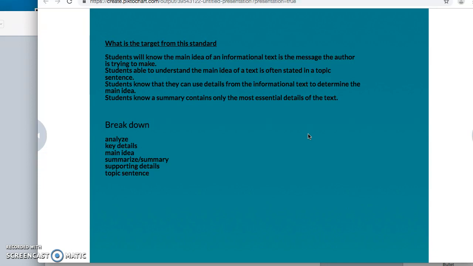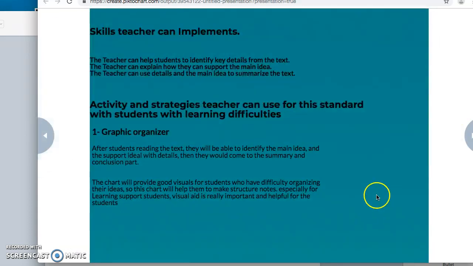So both standards are very connected to each other. When we break down this standard, we find analyzing key details, main ideas, summarizing the text, supporting details, and topic sentence. Skills the teacher can implement: the teacher can help students identify key details from the text. The teacher can explain how they support the main idea. And the teacher can use details and the main idea to summarize the text.